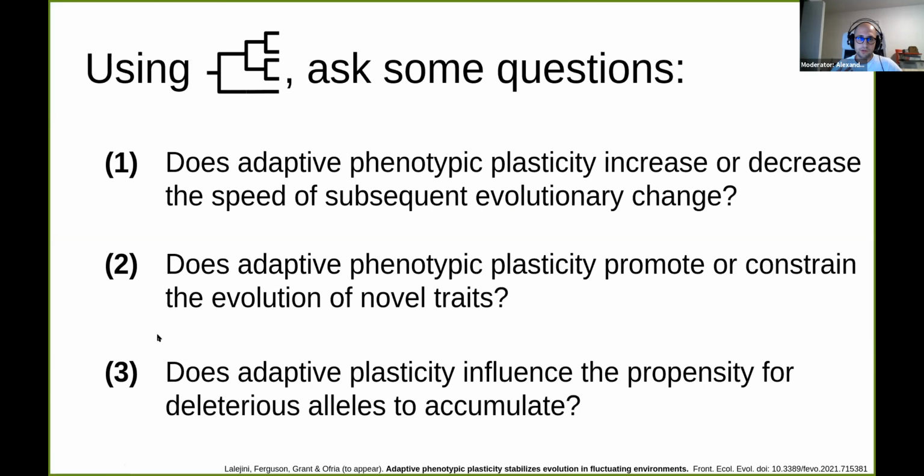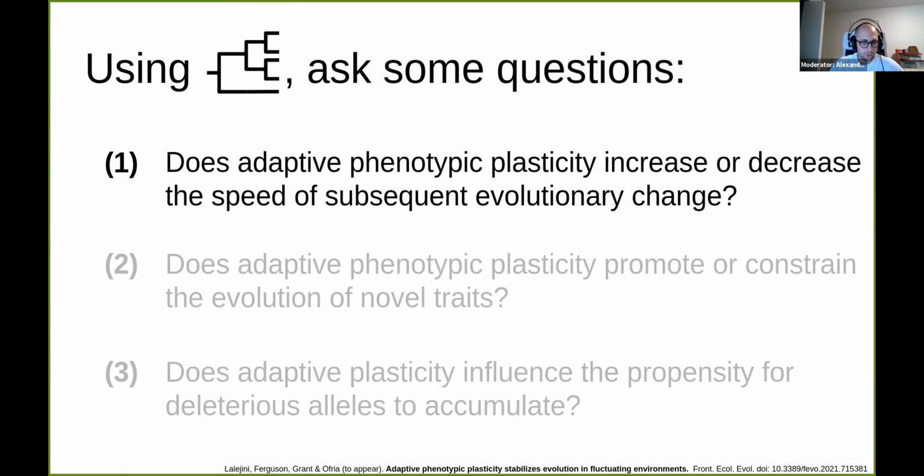Using those evolutionary histories, we can ask a couple of questions. First, we wanted to know, does the evolution of adaptive plasticity influence the speed of subsequent evolutionary change? We also wanted to look at whether or not adaptive plasticity promoted or constrained the evolution of novel traits. And then finally, does the evolution of plasticity influence the propensity for deleterious alleles to accumulate?